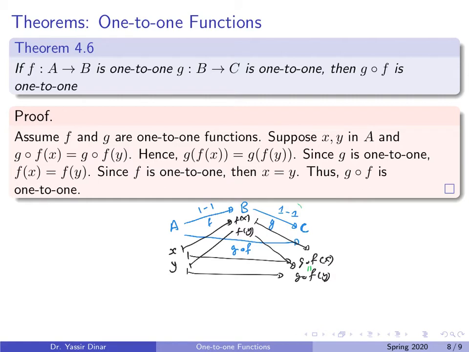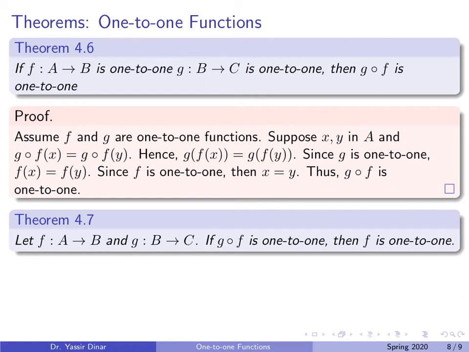Now g is one-to-one. It means what? Since they are equal here, it means that f of x is equal to f of y. And since f also is one-to-one, and these are equal under f, that means x is equal to y. And so in two steps, we prove that when these are equal, x has to be equal to y, and so g circle f is a one-to-one function.